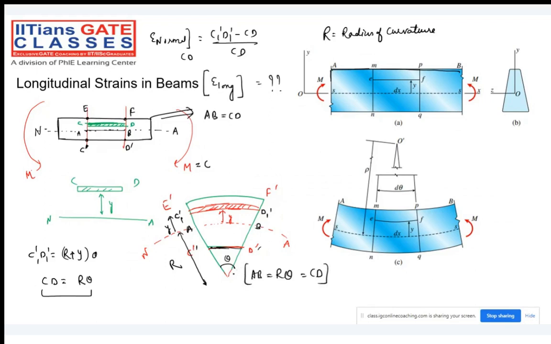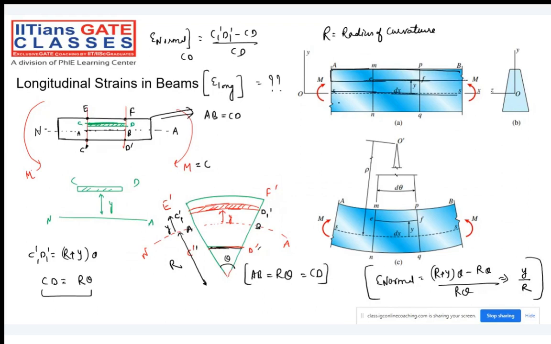So ultimately, the normal strain would be R plus y into theta minus R theta, divided by R theta. When you simplify, you will find y divided by R. That is my longitudinal strain. And I told you why we call this longitudinal: along the beam axis, whatever the axis is, that is the longitudinal axis. Whatever axis passes through the cross section will be the centroidal axis or principal axis. Make a note of it.